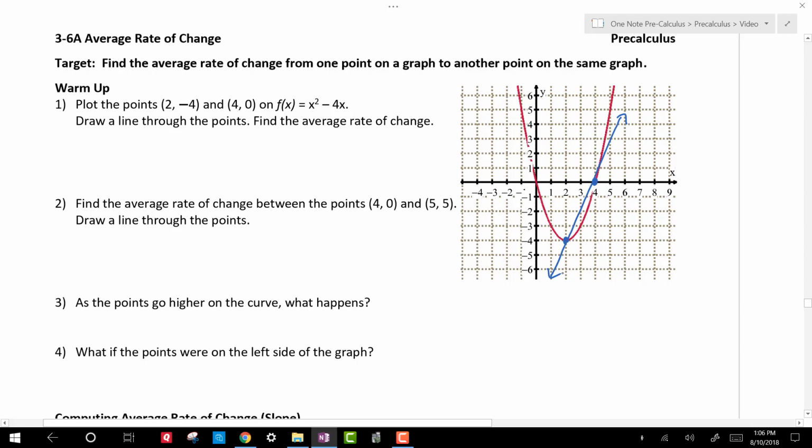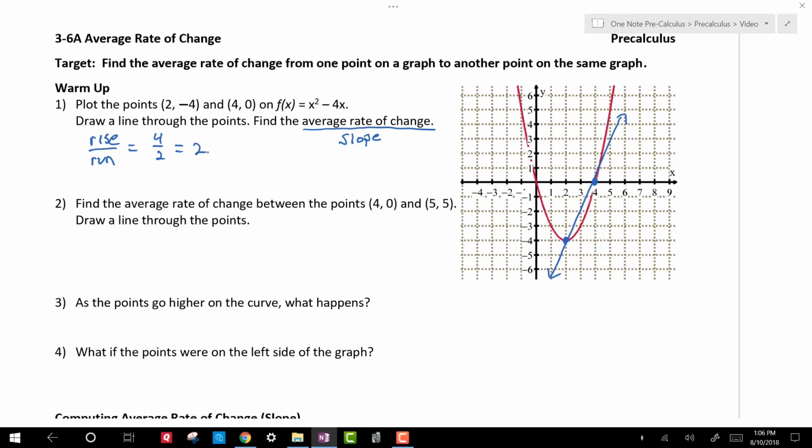And then it says find the average rate of change. Well, anytime you see average rate of change, it simply means slope. So I want to find the slope between those 2 points. If I just count from one to the other, slope is rise over run. So we have a rise of 1, 2, 3, 4, and a run of 2. So the rise over the run is 4/2, which is a slope of 2, or an average rate of change from one point to the next of 2.